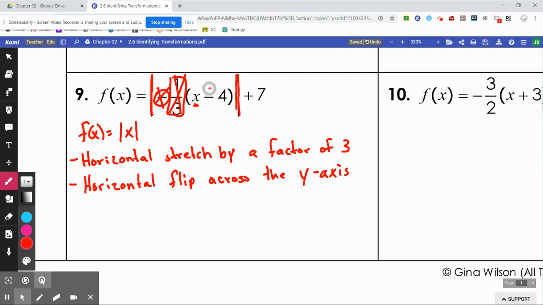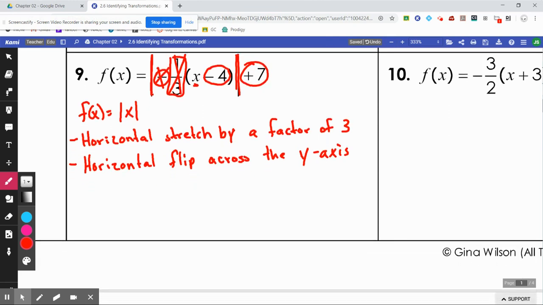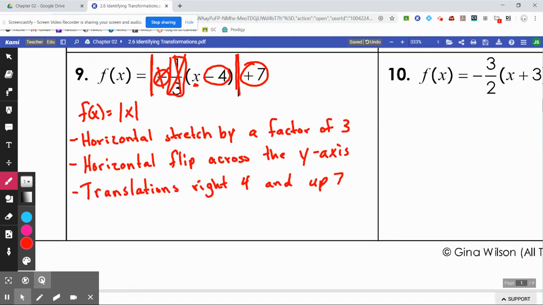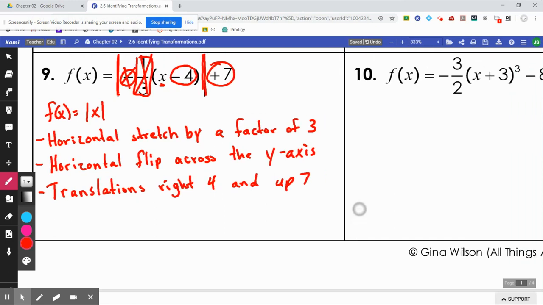And finally, we just have two translations. -4 inside with x, move it right 4. A +7, we'll move it up 7. So again, translations right 4 and up 7. Okay, that should do it. Number 10.